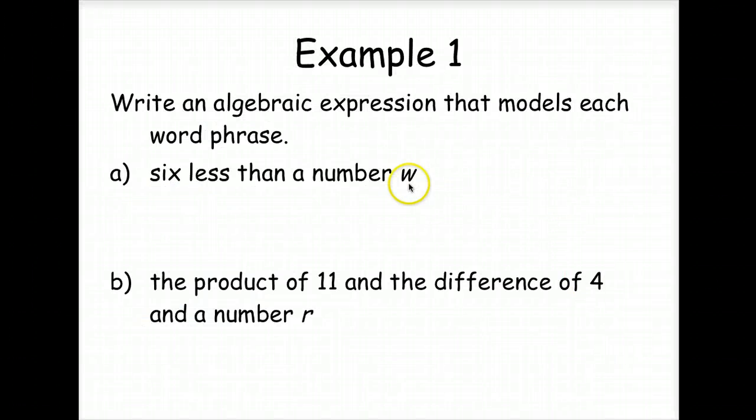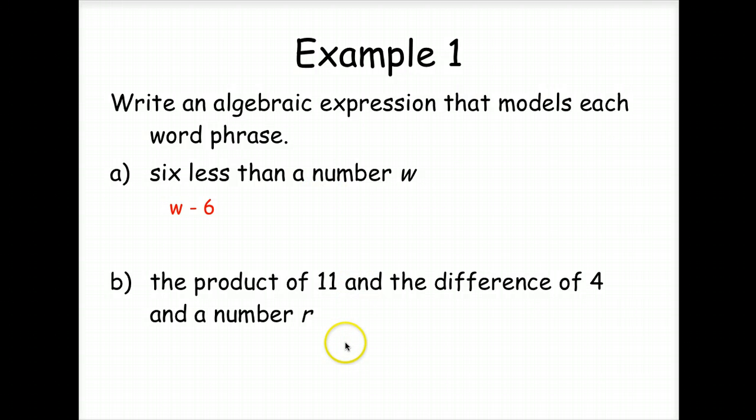So let's look at our first example. We are to write an algebraic expression that models each word phrase. We're having this one because it's a little more difficult than what you might remember from Algebra 1. You did some of this in Algebra 1, but it's very easy to forget. First of all, if you start out by underlining the key phrase, less than, remember whenever you have less than, you write it backwards. So 6 less than a number W is going to be written as W minus 6. So it's backwards instead of listing this first, 6 less than.